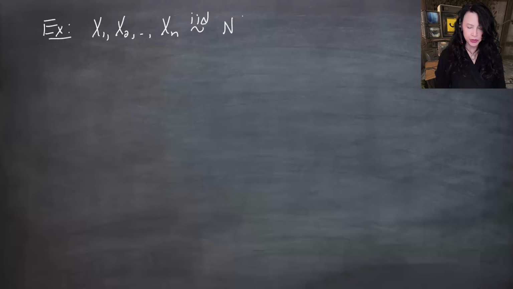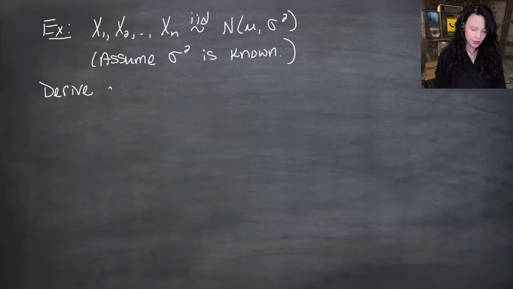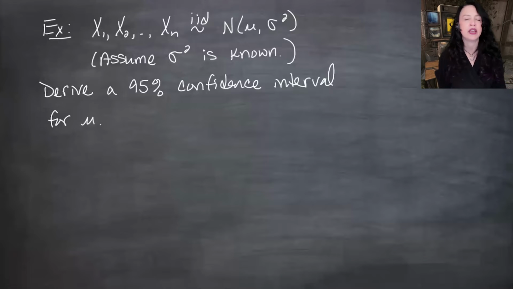So let's just start off with a random sample, x1, x2, out through xn, from a normal distribution with mean mu and variance sigma squared. And for this example, I'm going to assume that sigma squared is known. And I want to find, or really in our case, we're deriving the formula, a 95%, I am about to define this, a 95% confidence interval for mu, the mean of the underlying distribution.